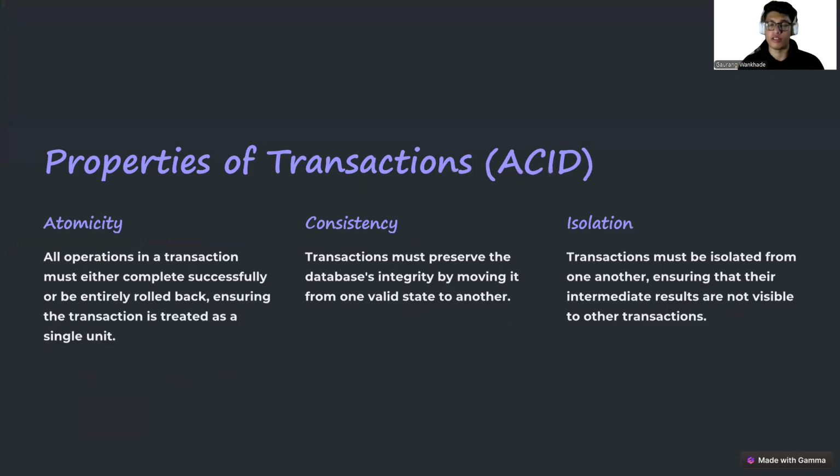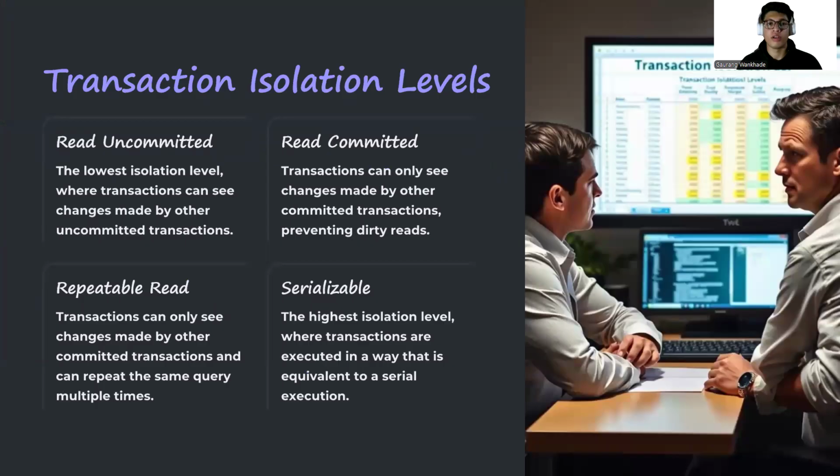Next is properties of transactions. So let us discuss the properties of transactions. First, atomicity: all operations in a transaction must either complete successfully or be entirely rolled back, ensuring the transaction is treated as a single unit. Next is consistency. Transactions must preserve the database's integrity by moving it from one valid state to another. Next is isolation. Transactions must be isolated from one another, ensuring that their intermediate results are not visible to other transactions.